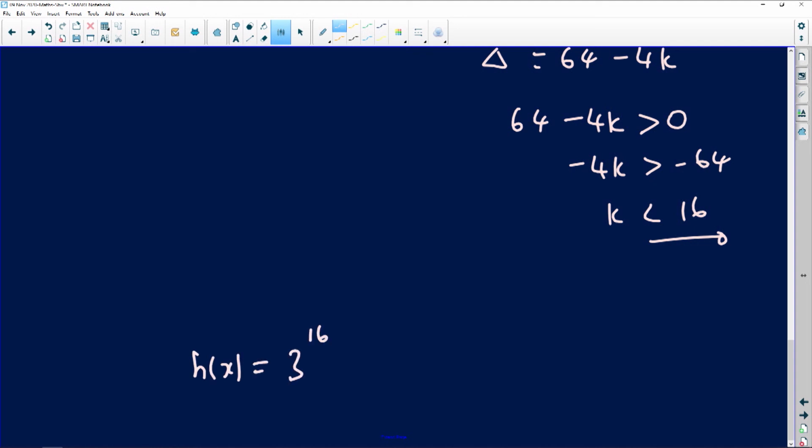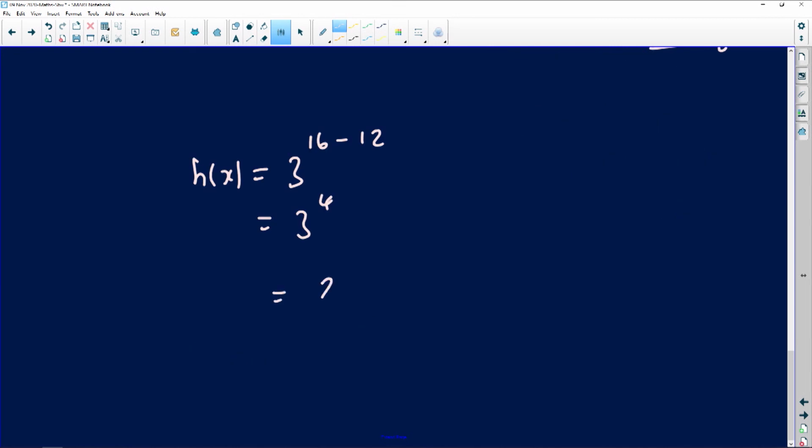We say the highest possible value of f is going to be 16, but there's a 12 there, all right? Then when you do 16 minus 12, you get 3 to the power 4. 3 to the power 4 is an awesome number, which is 81, and that is basically the highest possible value of h that you can get in this particular case.